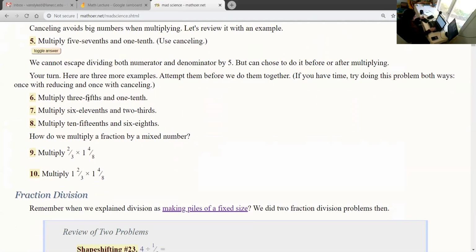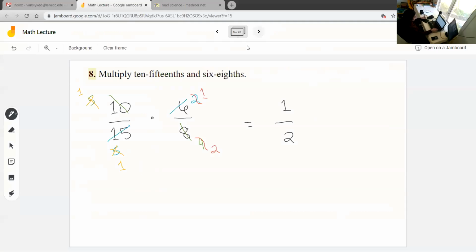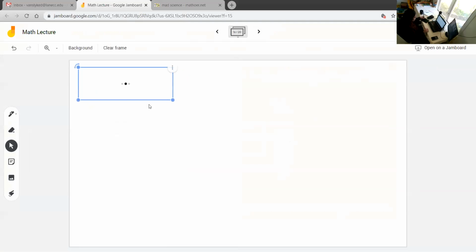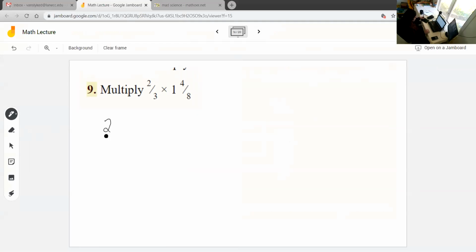Okay. We can also do this with mixed numbers. As before, mixed numbers are always ugly. They're never a nice way to do things. So we always want to take our mixed numbers and make them something nicer. So 1 and 4/8, 1 times 8 plus 4 over the 8 gives us 12/8.